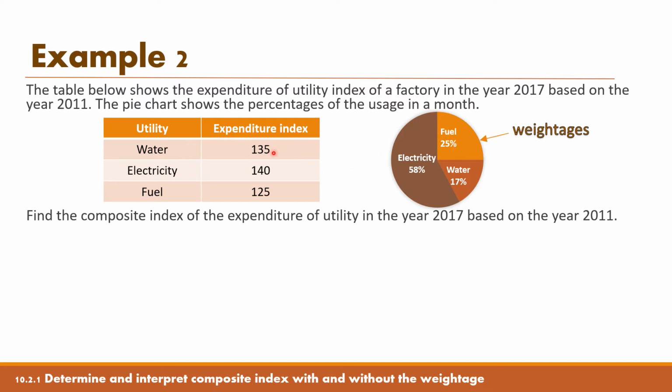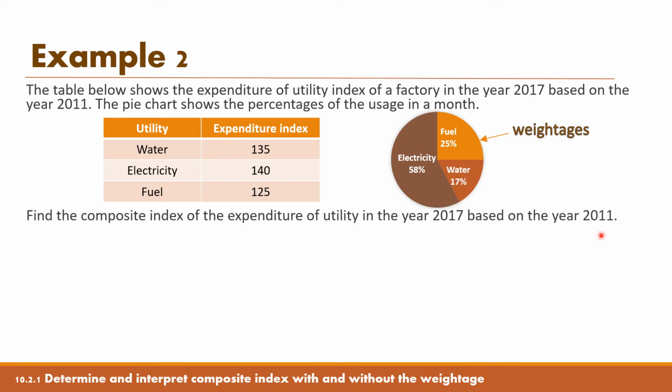And this will be the expenditure index for the utility which used by the factory in year 2017 based on year 2011. So the question is, find the composite index of the expenditure of the utility in the year 2017 based on the year 2011.